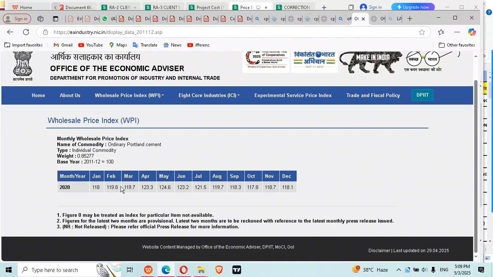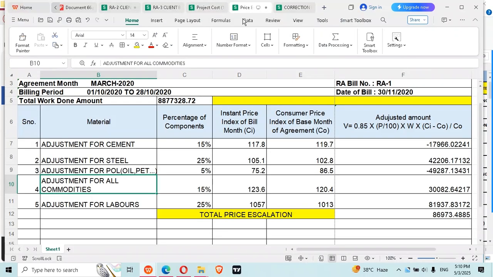We have done the agreement at this month, but after these months and October, I'm calculating the price escalation in this month. So this will be our CO, the price of cement at the time of agreement, and this will be the price of an item at the current time that I am calculating the price escalation. So this is our CO 119.7, and this is the price of CI. Understood? 117.8. If we look here, we have 117.8 current price and old price. This is 119. Understood? We wrote here.